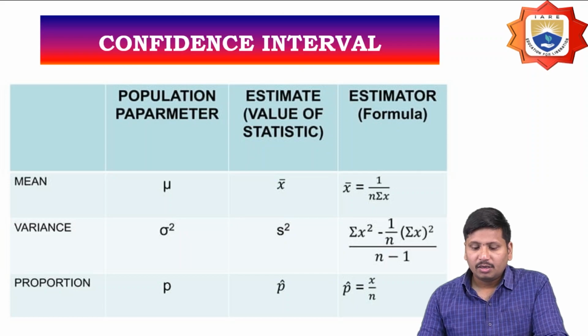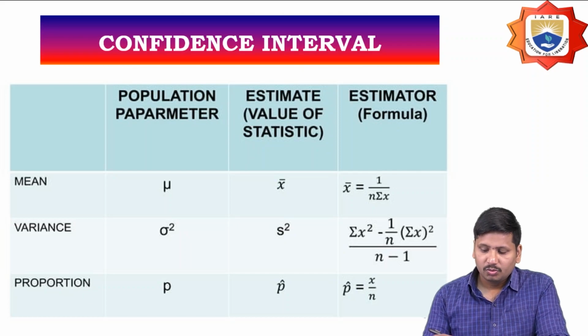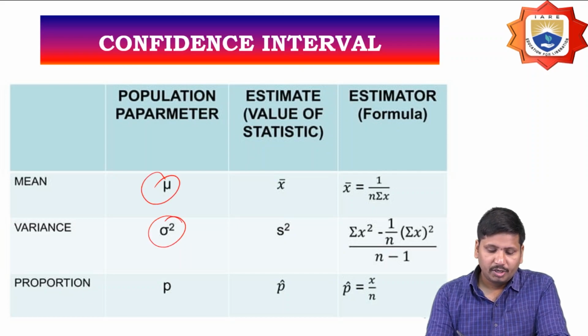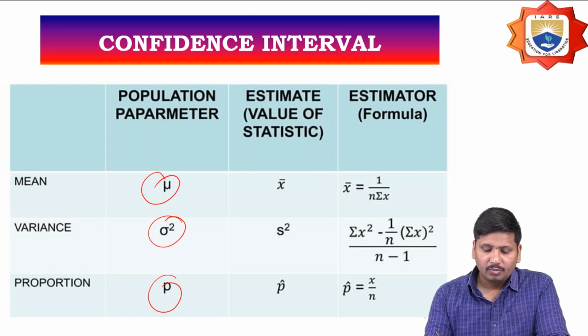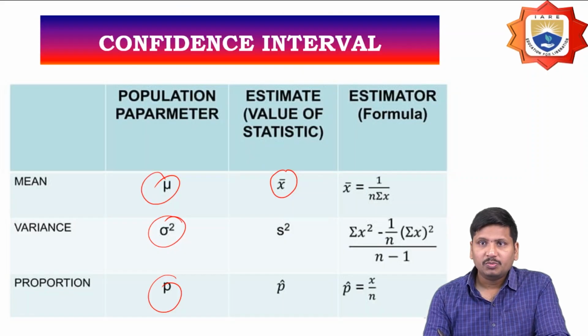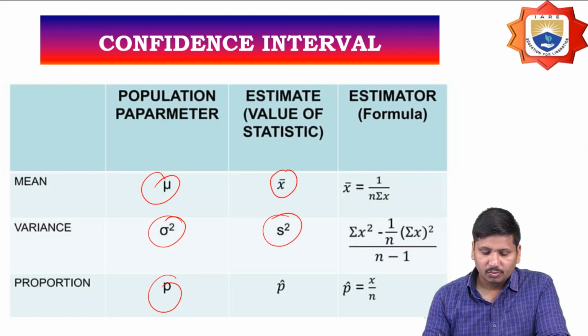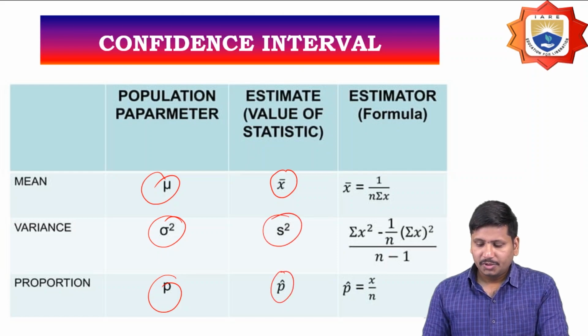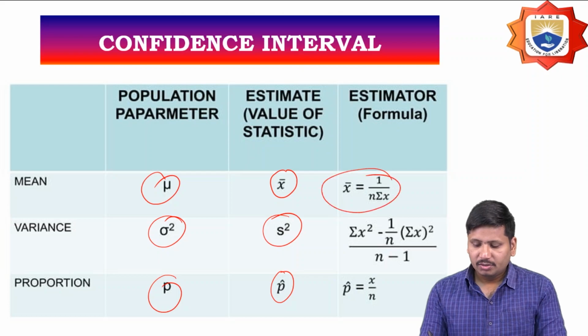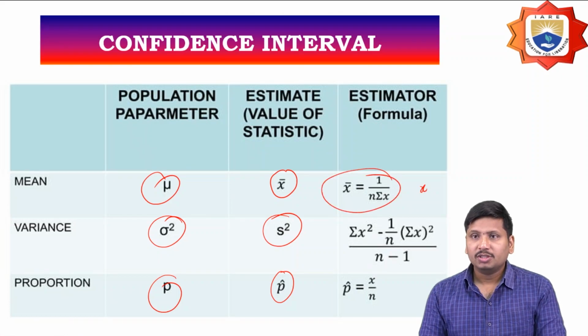For the confidence interval, we are going to have the mean, variance, and the proportion. The mean is represented by mu, the variance by sigma square, and the proportion. The estimation value is x bar for the mean, s square for the variance, and p cap for the proportion. So what is the equation for calculating the mean? x bar is equal to 1 by n into sigma x, and s square is equal to 1 by n minus 1 into sigma x square minus n x bar square, and p cap is written as x by n.